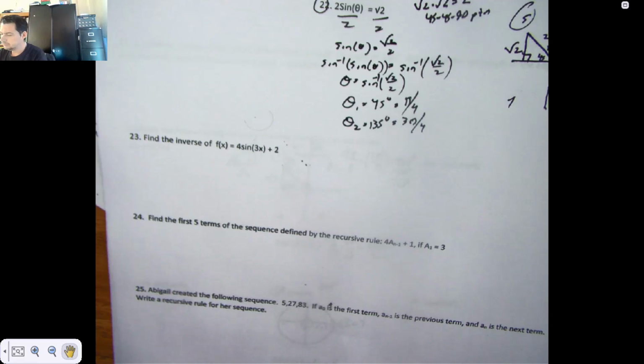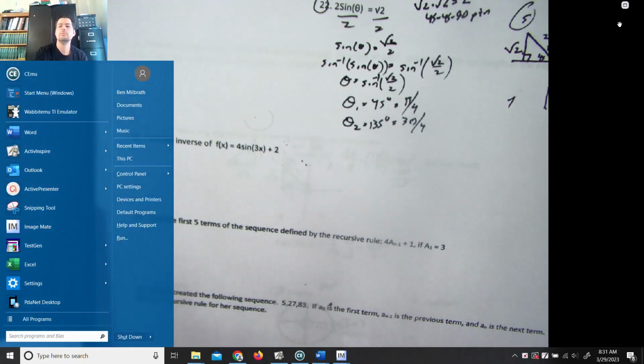I'm going to save the inverse for you, and I'm going to save this for you. So, this is a review sheet. You should know how to do this. You should, shouldn't you? Hope you do.